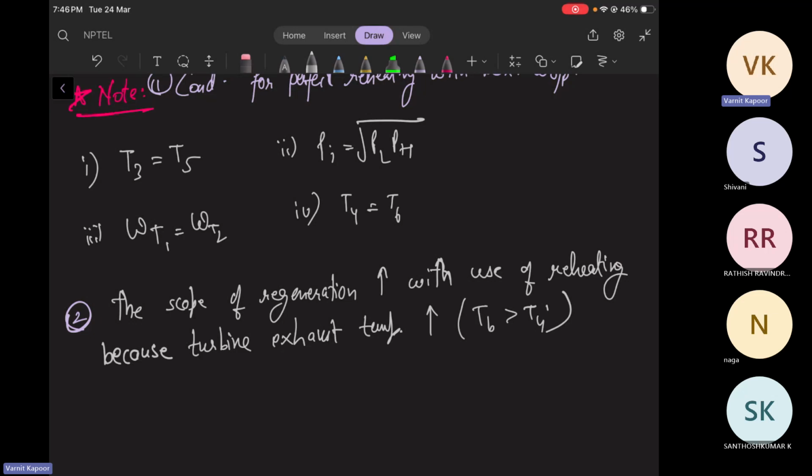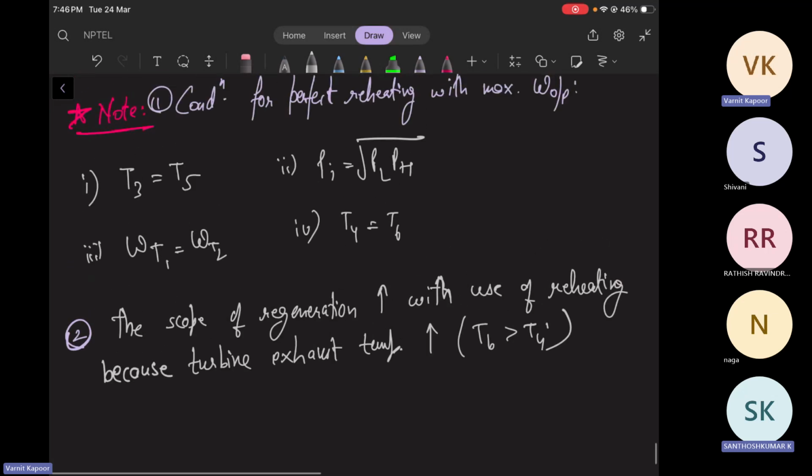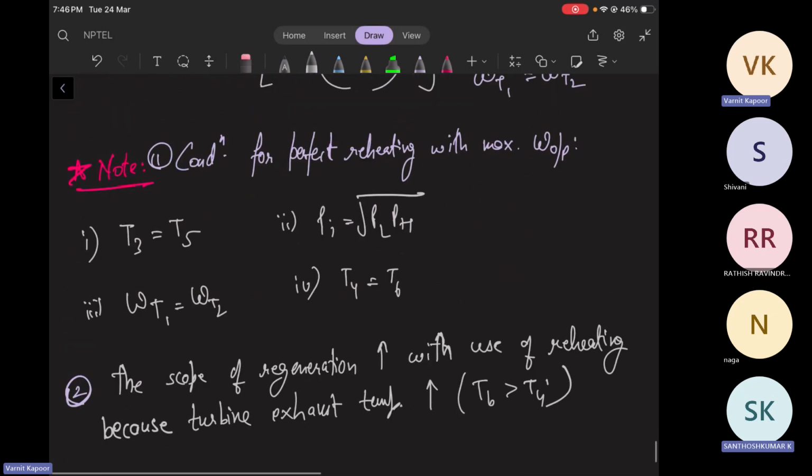Any doubts? Anyone has? Please ask. Santosh, do you have any doubts? No, sir, I don't have any doubt.